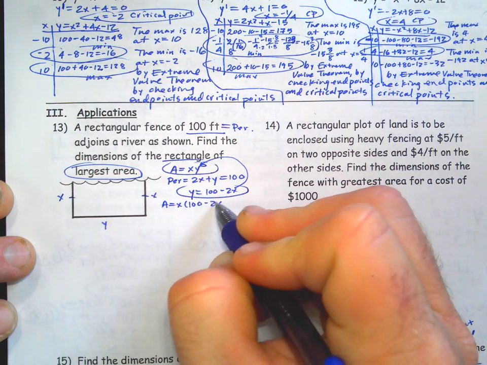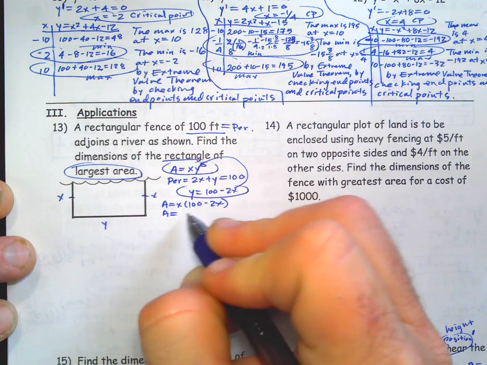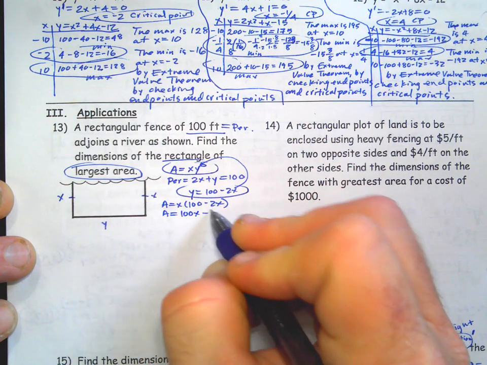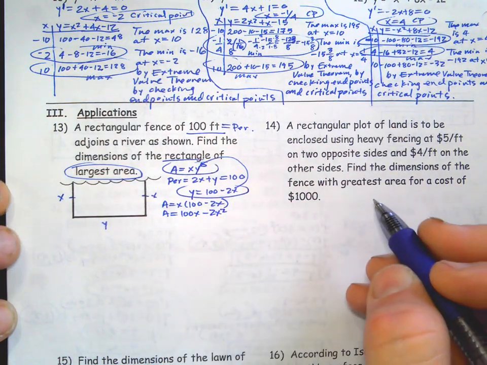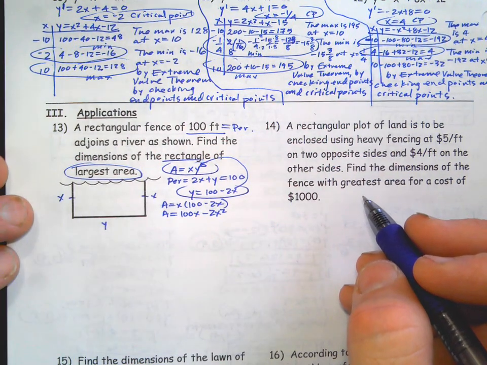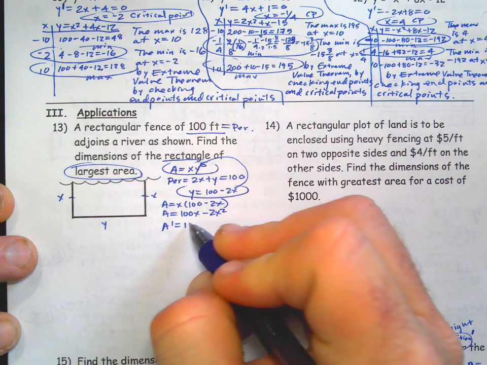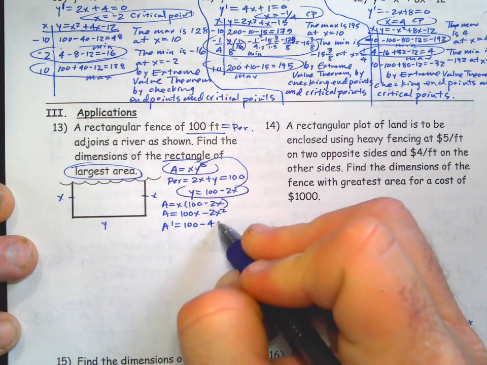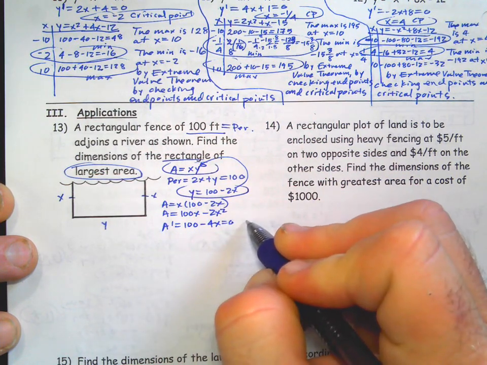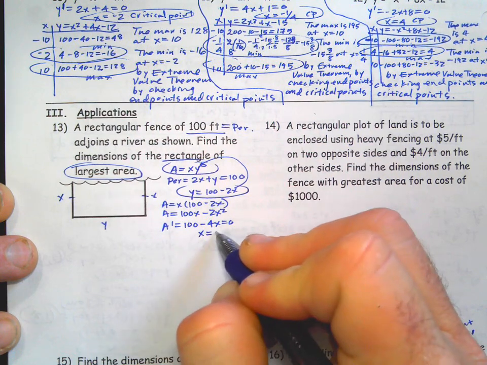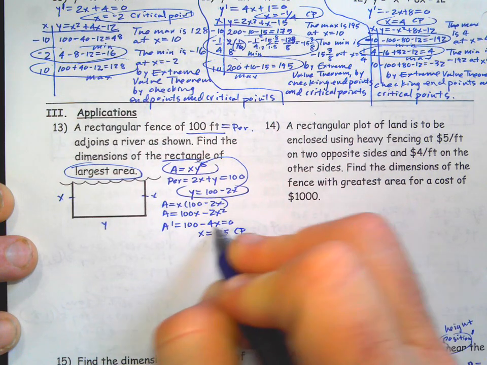Okay, so now I have an equation in terms of one variable. That's a bunch of geometry work. Okay, maybe go ahead and distribute it. Now we need to find endpoints and critical points. So critical points are going to come from the derivative equaling 0. So x equals 25 is your critical point.